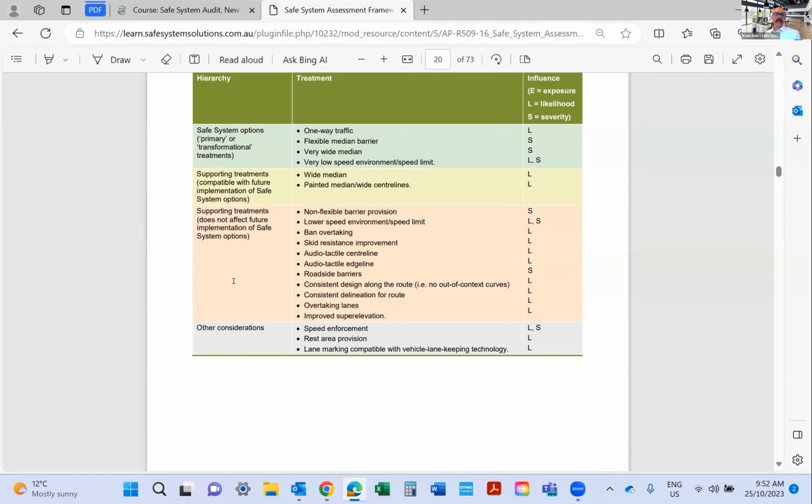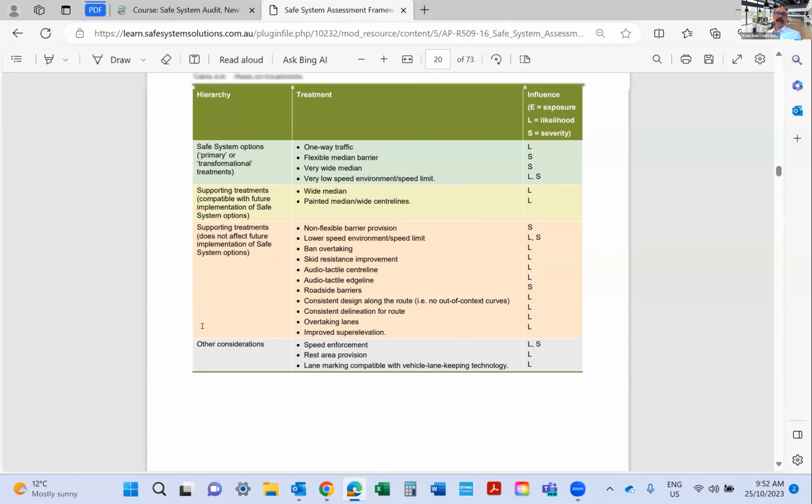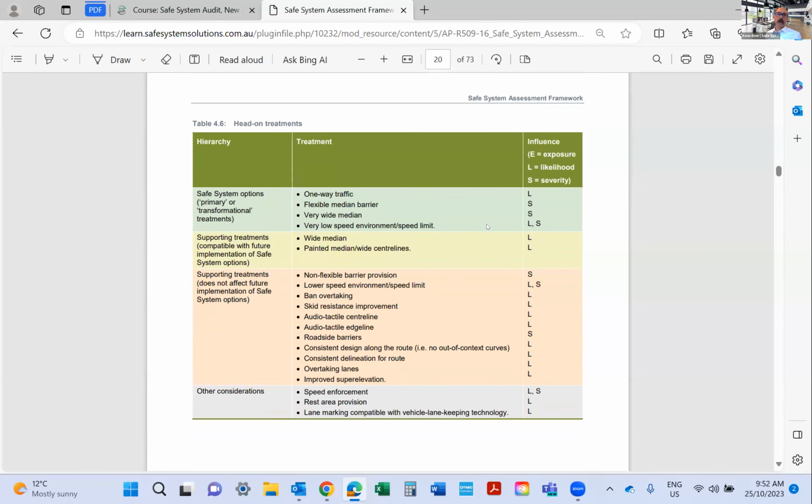Down the bottom are just other considerations which don't really sit in our assessment framework matrix, but they might be other things from a holistic road safety perspective that we could think about. So I just wanted to point you to that. Even in the right-hand column there, you can see exposure, likelihood, and severity. So that helps you out if you're confused by that as well. But these don't cover off every single treatment. They're just a few ideas to help you get your head around that categorization. Thank you.